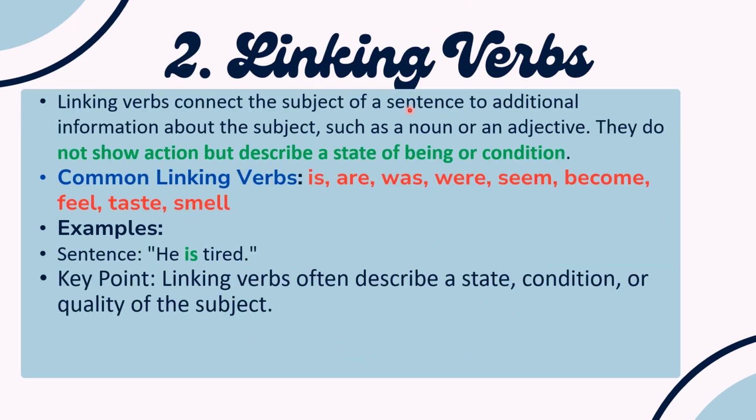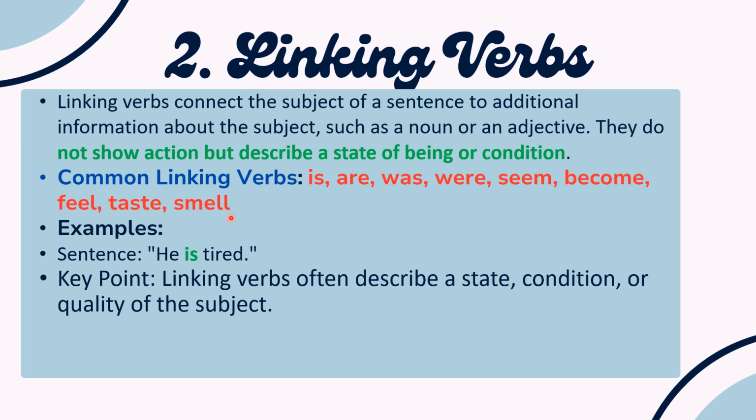Okay, next comes the linking verb. What does a linking verb tell us? Listen, linking verbs don't tell us about any action. Linking verbs do not show any action, but they describe the condition, the state of being. A linking verb is used to connect the subject to a noun or to an adjective. These words are linking verbs. What are the common linking verbs? It could be is, are, was, seem, become, feel, taste, smell. These types of words are linking verbs.